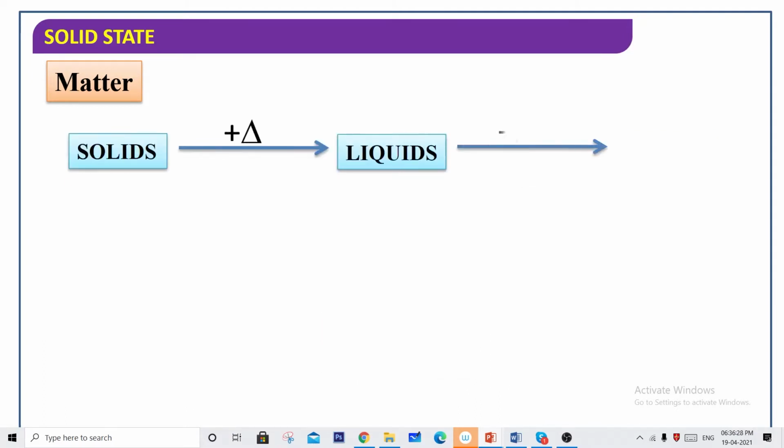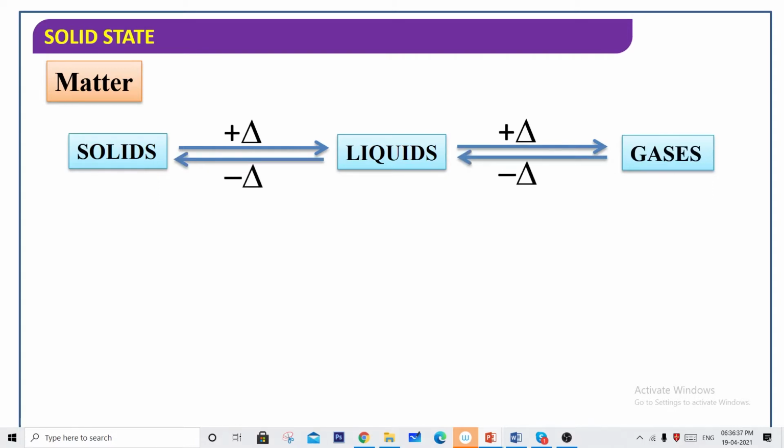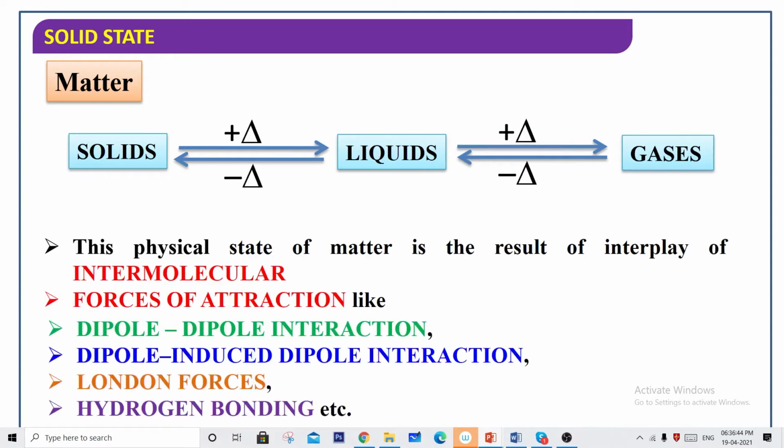Now, solid becomes liquid, or liquid becomes gas by heating it. And if we take out the heat, the reverse will happen. Getting me? Right, sir. So, in different states, matter has some particular force of attraction, right? Yes, sir. Different substances have different types of interaction. These types of interaction we had done in grade 11: dipole interaction, hydrogen bonding, London forces. Right? This we had done in grade 11.